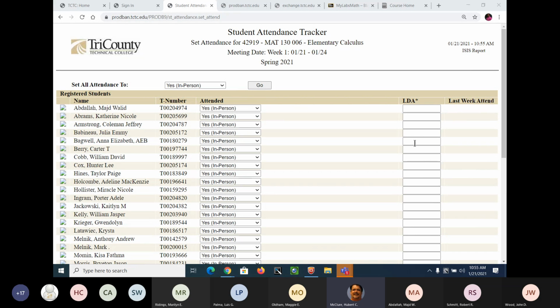Holcomb, Hollister, Ingram. Okay, Hines is not here. Jack, Kelly, Krieg. Sometimes I cut y'all's names off when I'm taking roll. Lat, Melnick, Melnick. And Melman.